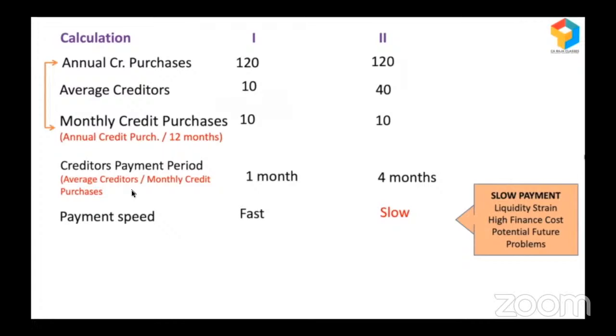And when the payment period is getting extended, there will be high finance costs because the suppliers will load penal charges. And when creditors are not paid on time, then the creditors can even go for a legal recovery action. So it could also indicate potential future problems. Okay, so these kinds of inferences are possible by looking at the working capital holding periods, basically the inventory holding period, debtors collection period, and creditors payment period.